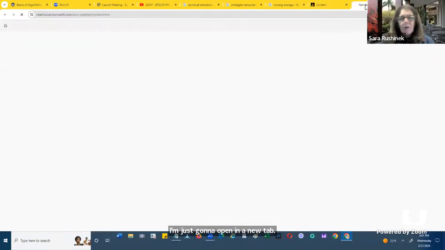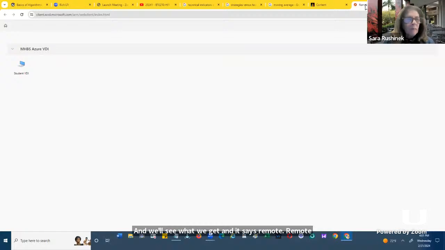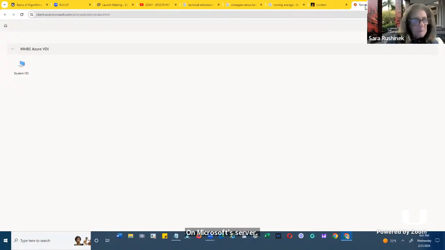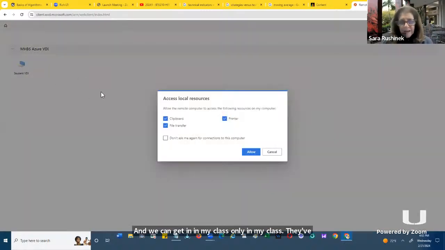And it says remote desktop. And it says they've done it for our school. They've created a virtual desktop on Microsoft's server somewhere that has Windows and some of its programs, Microsoft programs, plus they've installed Ninja Trader. And we can get in my class, only in my class, they've discovered it for us. We're lucky that we got it.